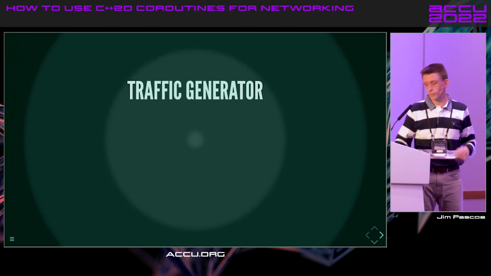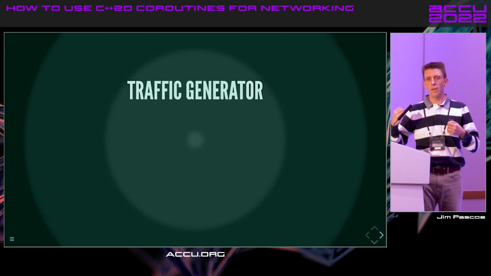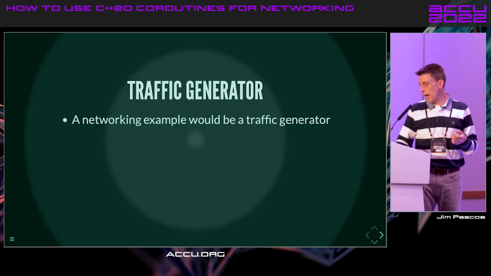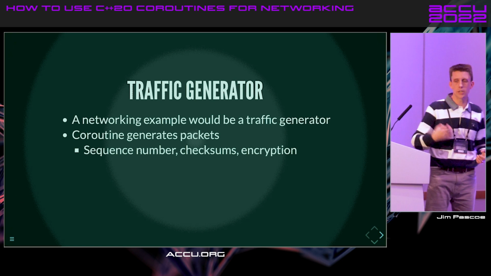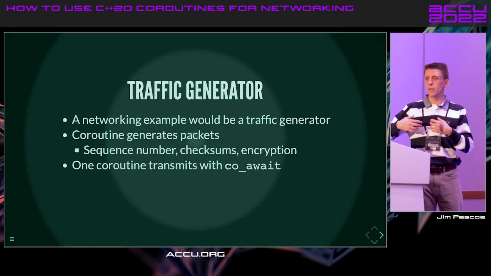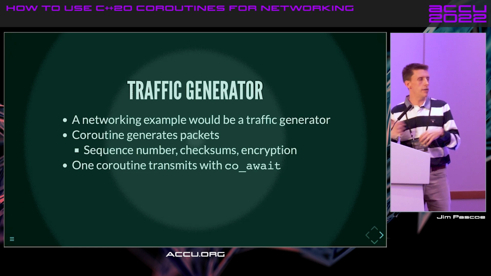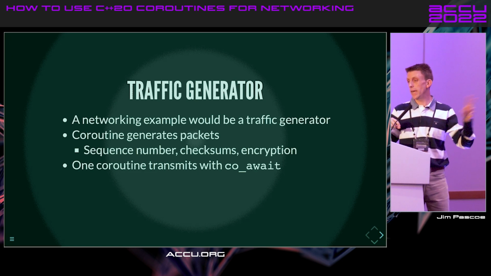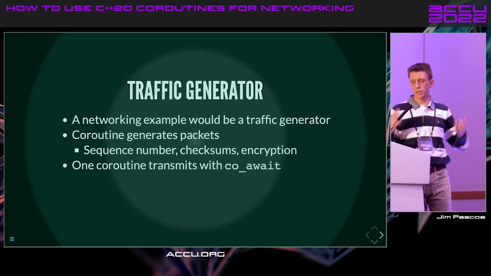Okay, like I said, that was a fun example, a car dealership, basically. But a networking example of a generator would be a traffic generator. You could imagine the coroutine generates packets, doing things like sequence numbering, checksums, encryption. Then you could have another coroutine which is actually doing a transmission. If you wanted to do a packet generator, which is something in networking I do a lot, you could set it up this way. When you're doing the transmission, in that latency window, you can be creating the next packet, doing sequence numbers and encryption and stuff.